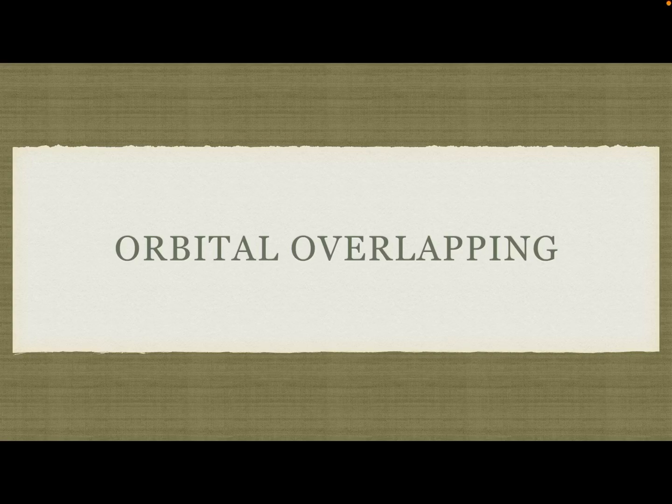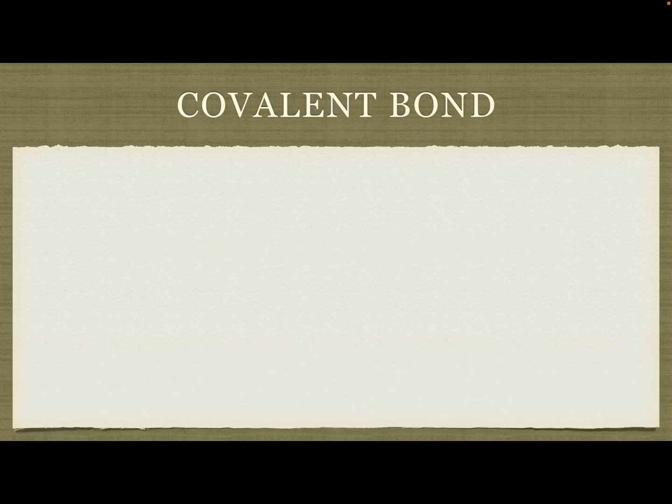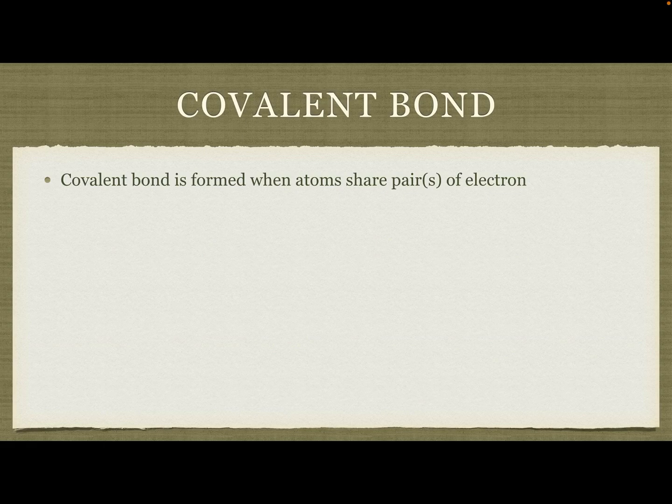Okay class, for our kuliah today we are going to discuss about orbital overlapping ya. Alright, so before we discuss further about orbital overlapping, let's refresh back our knowledge on covalent bond ya. If you still remember, covalent bond is formed when atoms share pairs of electron. Okay, covalent bond ni dia terjadi bila atoms berkongsi sepasang ataupun lebih elektron.